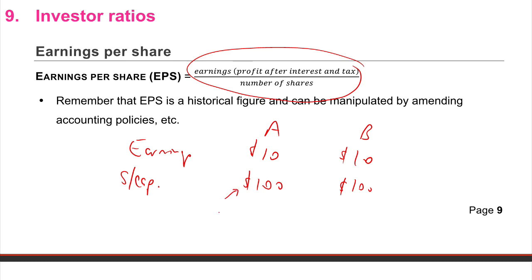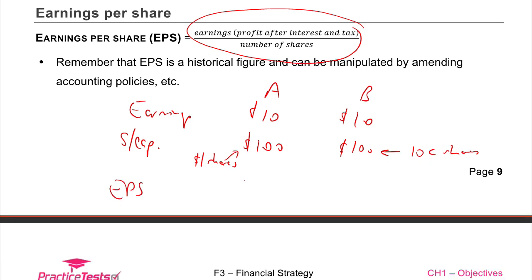But let's suppose that company A's shares are $1 shares in terms of nominal value, and company B's shares are 10 cents shares in terms of nominal value. Then the earnings per share: company A is going to have 100 shares, so $10 divided by 100 shares is 10 cents a share. But company B is going to have 1,000 shares, so it's actually only earning 1 cent per share in terms of earnings per share.